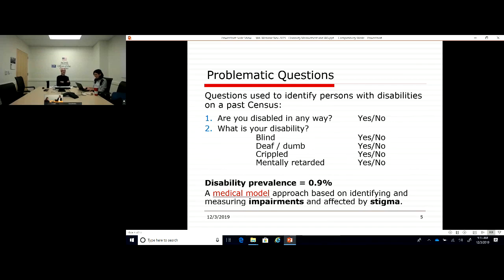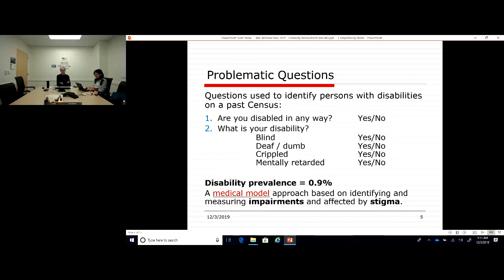And this kind of approach to disability measurement is based on a medical model that identifies impairments, that is also affected to a certain degree by stigma. If your culture, if the country you live in is prejudiced, or there's discrimination towards people with disabilities, there's very little incentive to self-identify as a person with disability. It's much easier to say no than yes to that particular question.